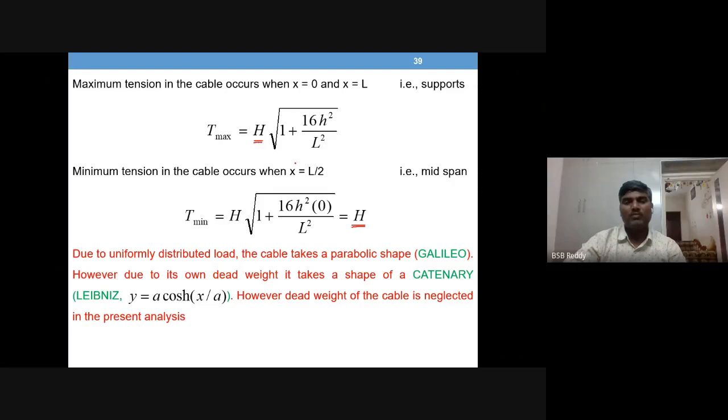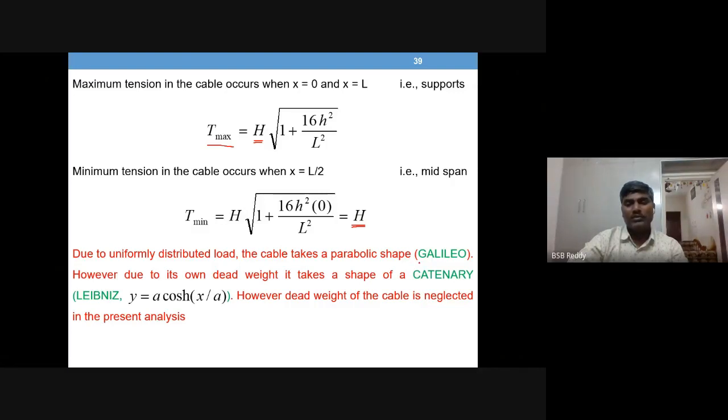I can definitely say that T maximum is more than H. The reason is that it is H into square root of 1 plus something. Even if this something is 0, it will be equal to H only. So the maximum tension will never be less than H value. It is 1 plus something, so always more than 1. That's the conclusion that we can make.